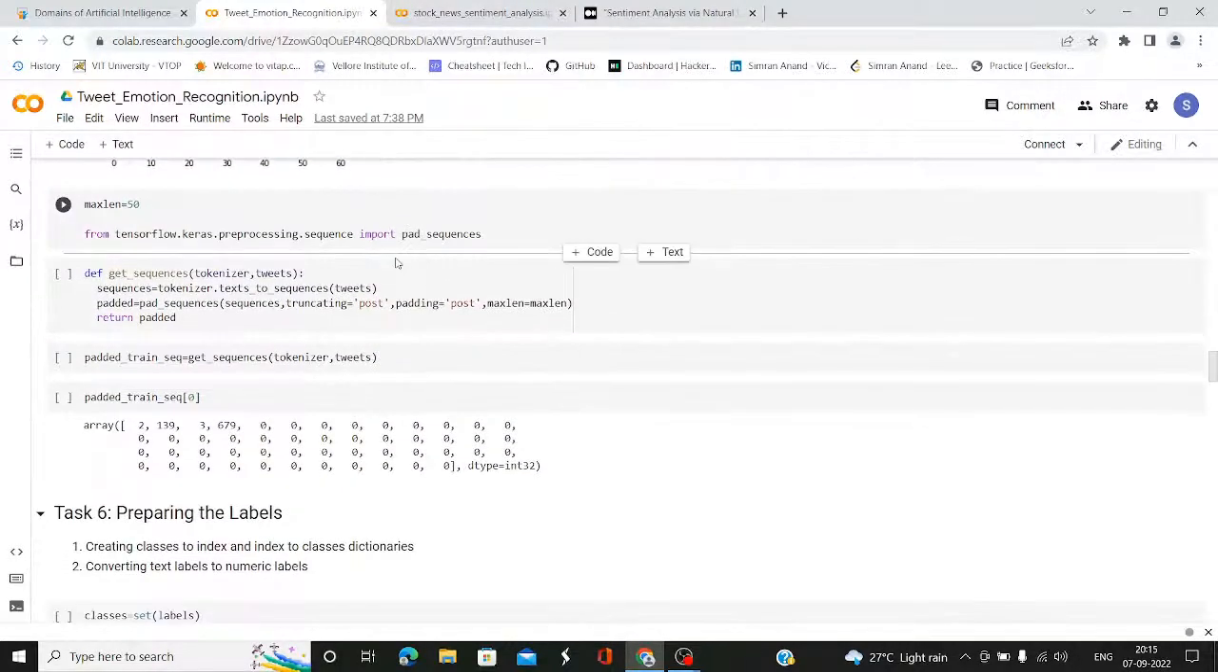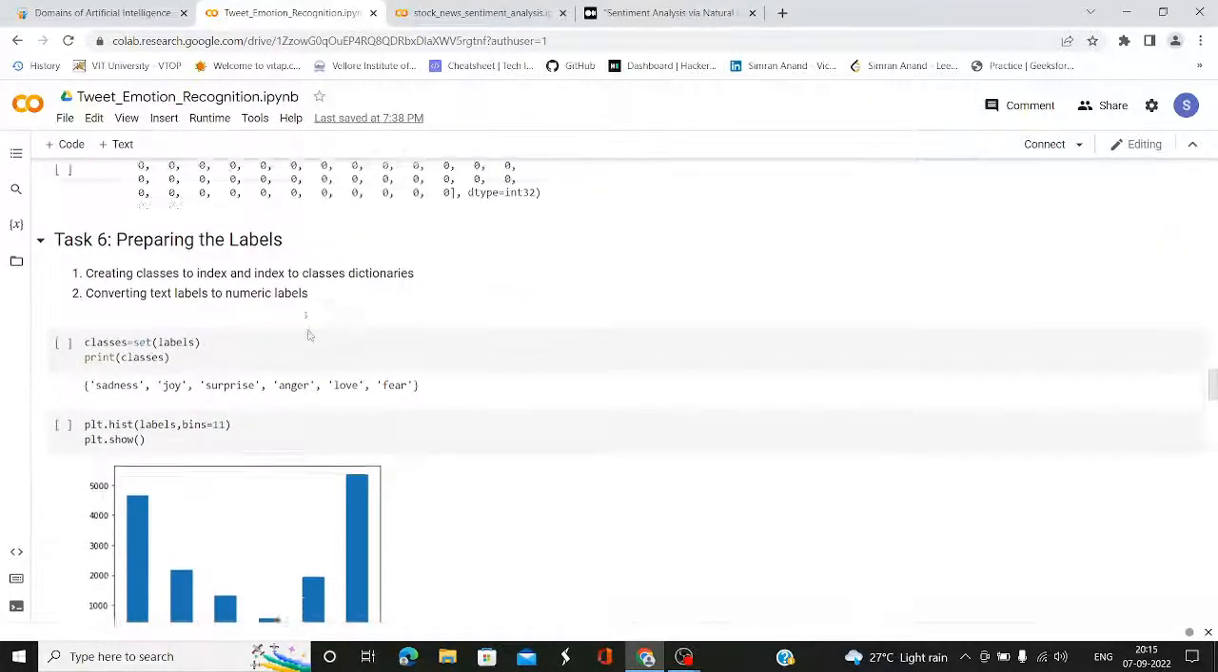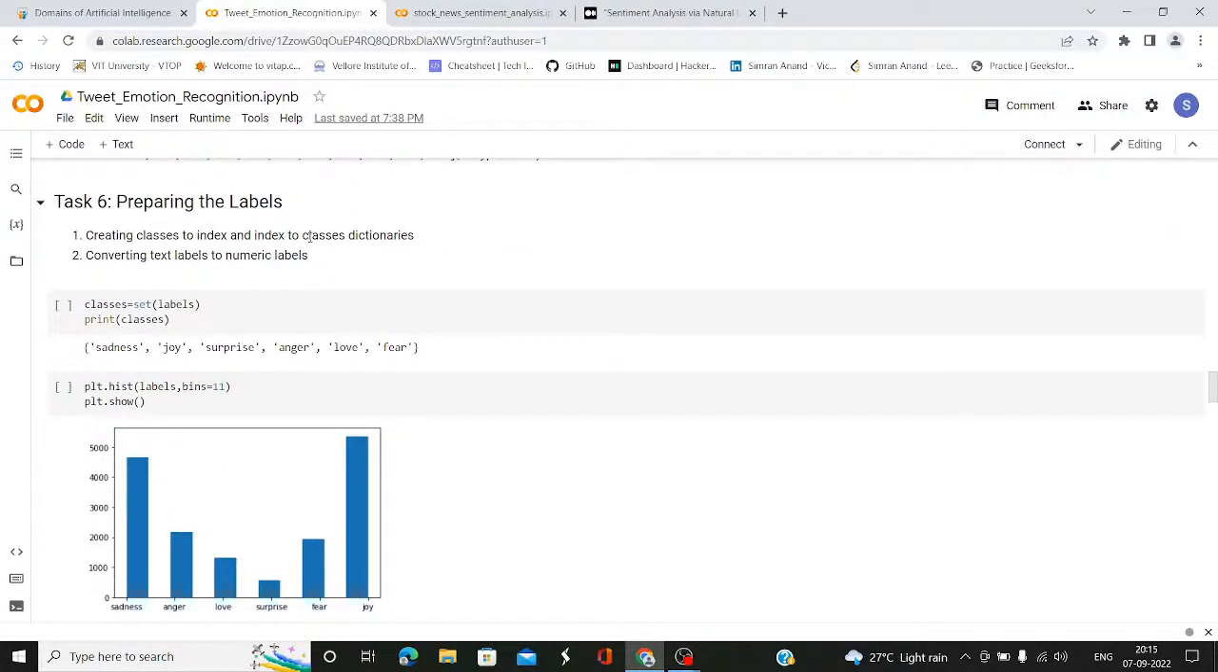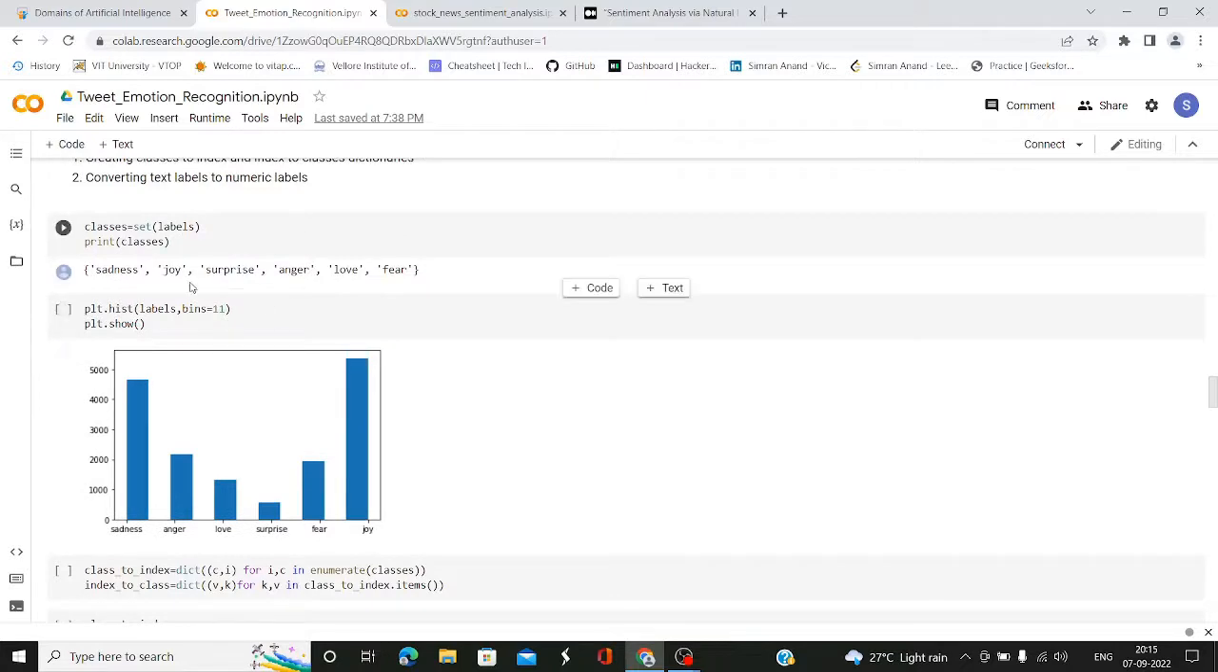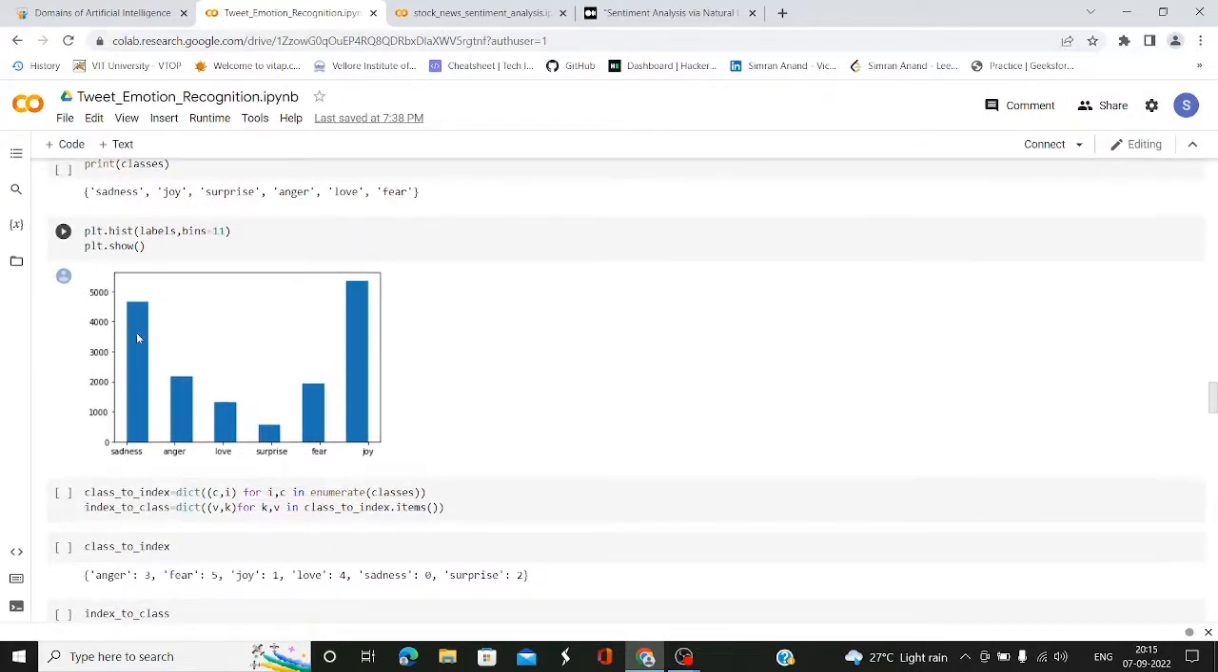Then after that, preparing the labels, where we are creating classes-to-index and index-to-classes dictionaries. This is in the form of a dictionary. Here, see, the tweets can be classified. This is a multi-class classification example because it has more than two classes. The categories are sadness, joy, surprise, anger, love, and fear. There are 6 classes, and you can see all the sentiments of that particular text.